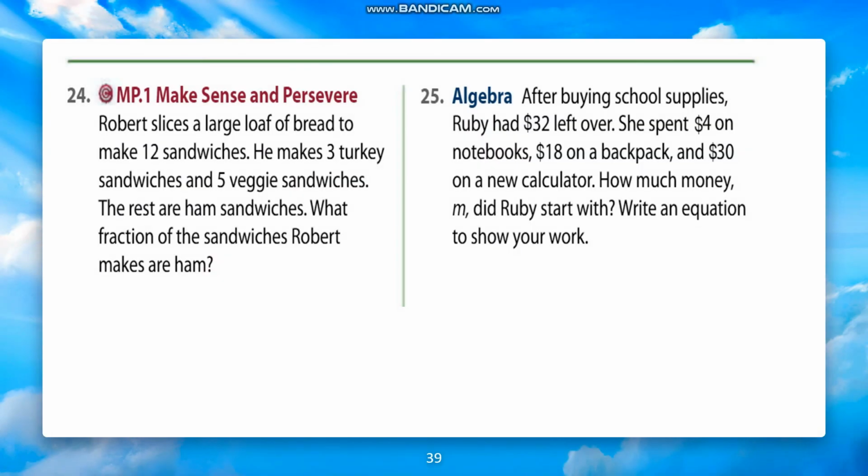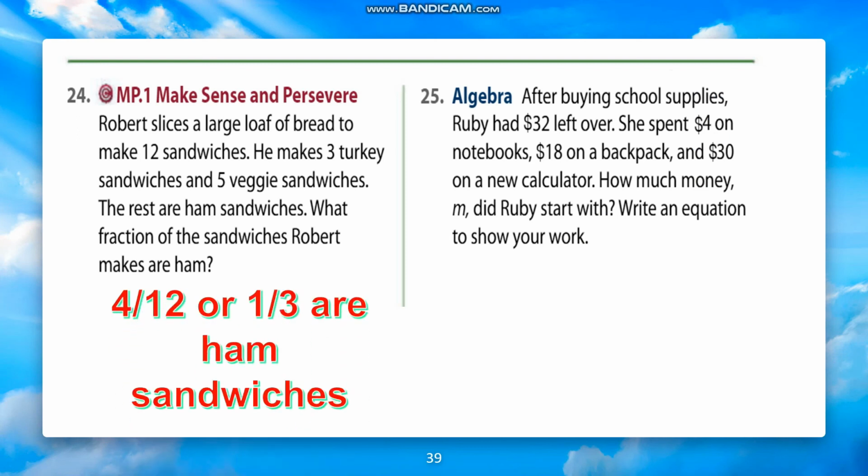Number 24. Robert slices a large loaf of bread to make 12 sandwiches. He makes 3 turkey sandwiches and 5 veggie sandwiches. The rest are ham sandwiches. What fraction of the sandwiches Robert makes are ham? So the answer is 4 out of 12, or one-third, are ham sandwiches.